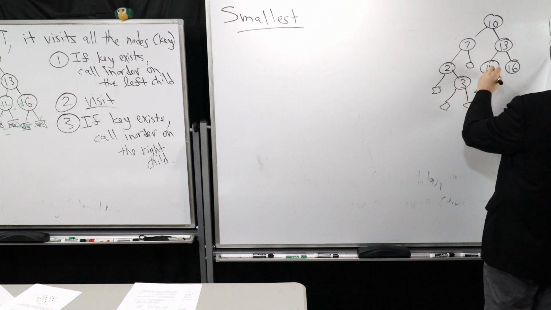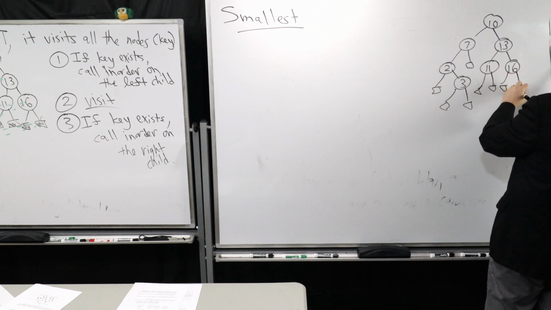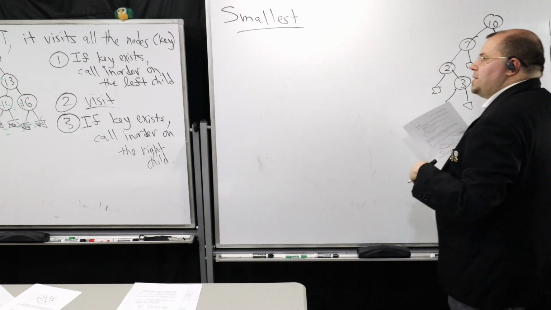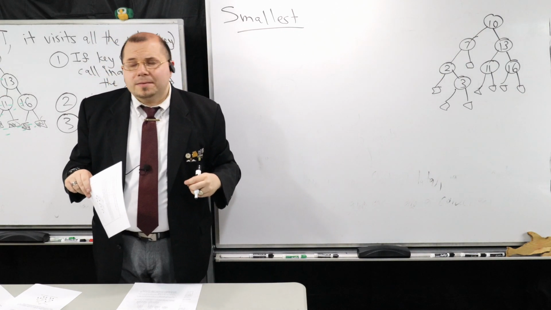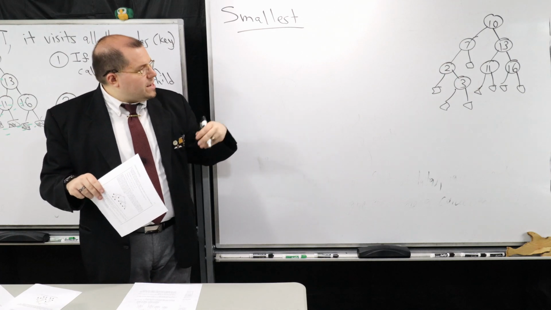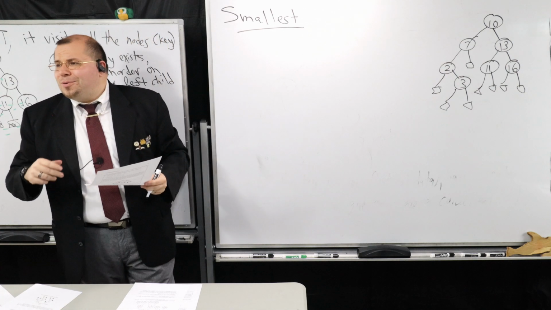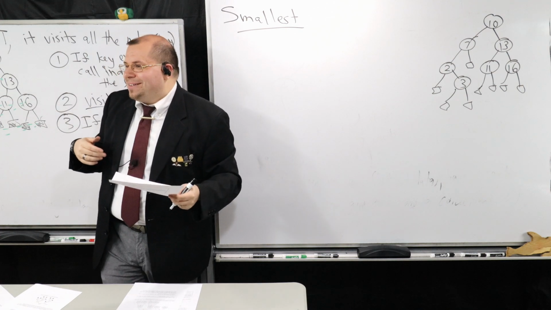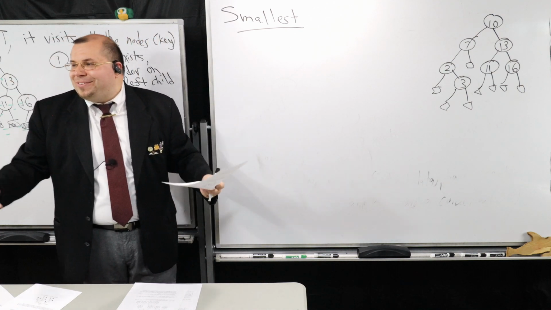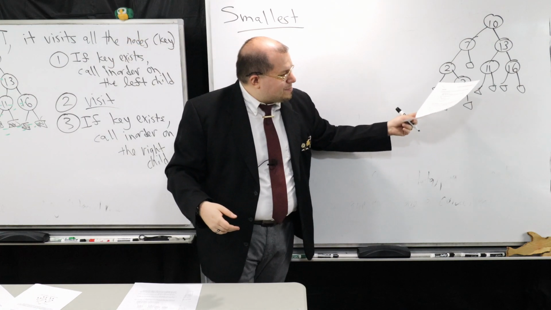So if I were to draw out this binary search tree, what is the smallest key in this binary search tree, everybody? What's the smallest key here? Don't be shy. Tell me what it is. Is it like 16 or something, or is it 11? What is it? It's 2, right? It's 2. 2 is the smallest key.